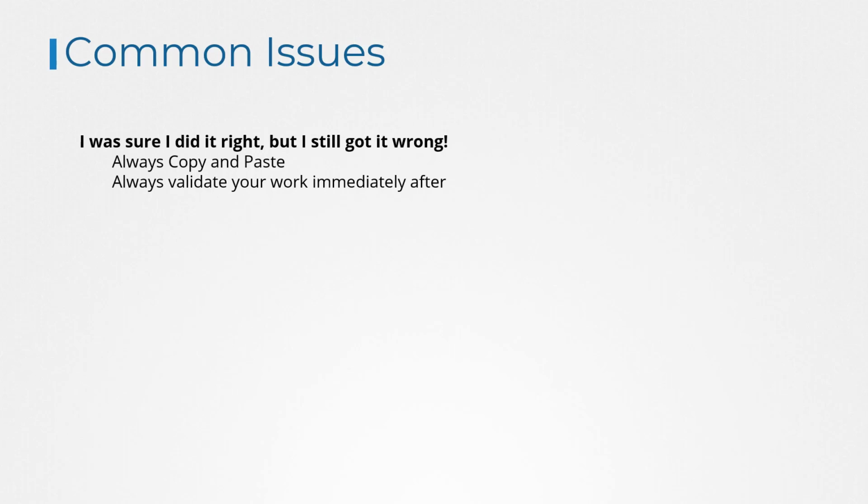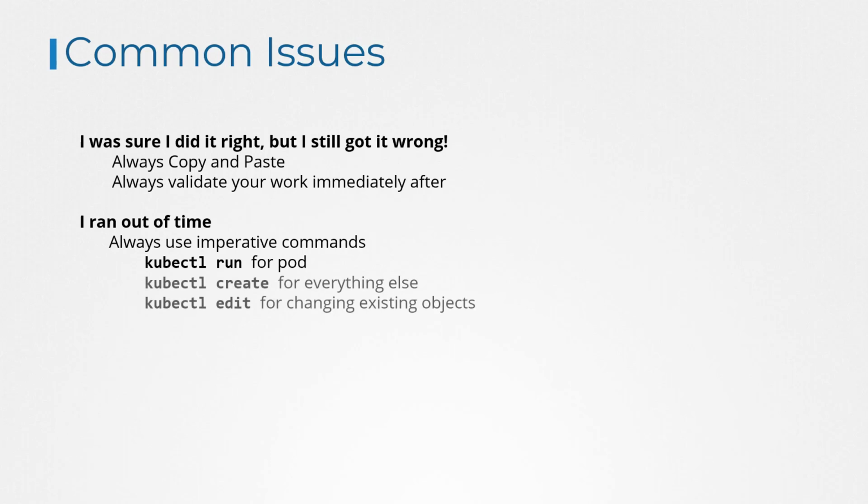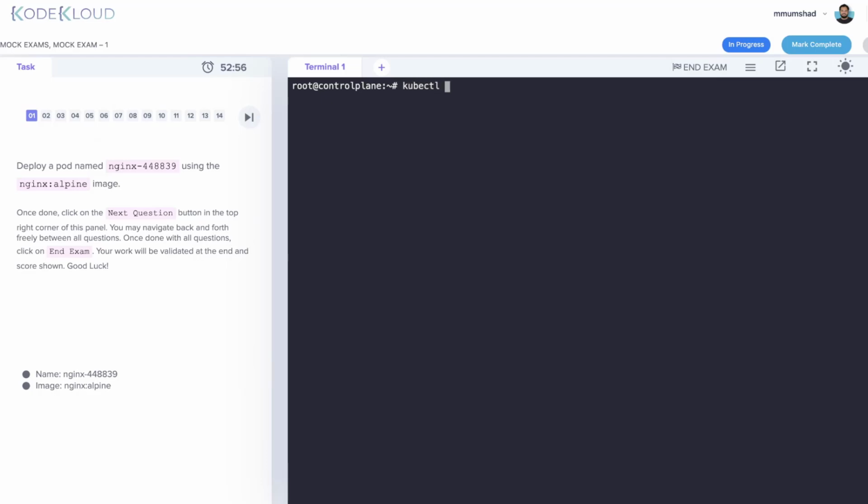Okay, the next complaint that we get is that I ran out of time. So that's common. One of the tips to crack that is always use imperative commands. For creating a pod, use the kubectl run command, and for everything else like deployments, namespaces, config maps, use the create command. And for editing something that's already created, like a replica set or deployment, use the edit command. That's kind of the easiest.